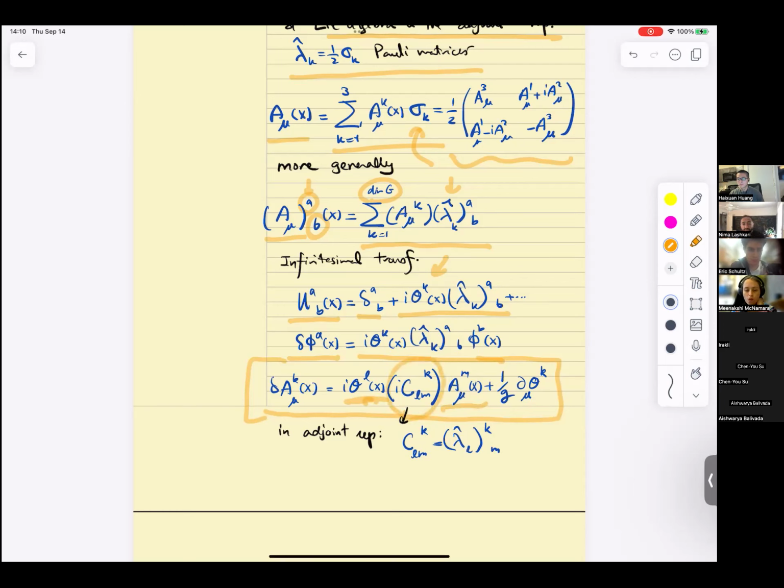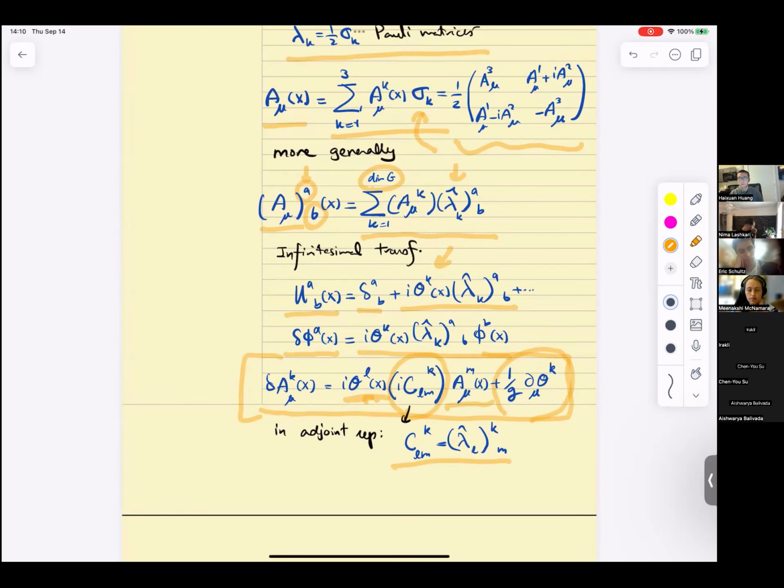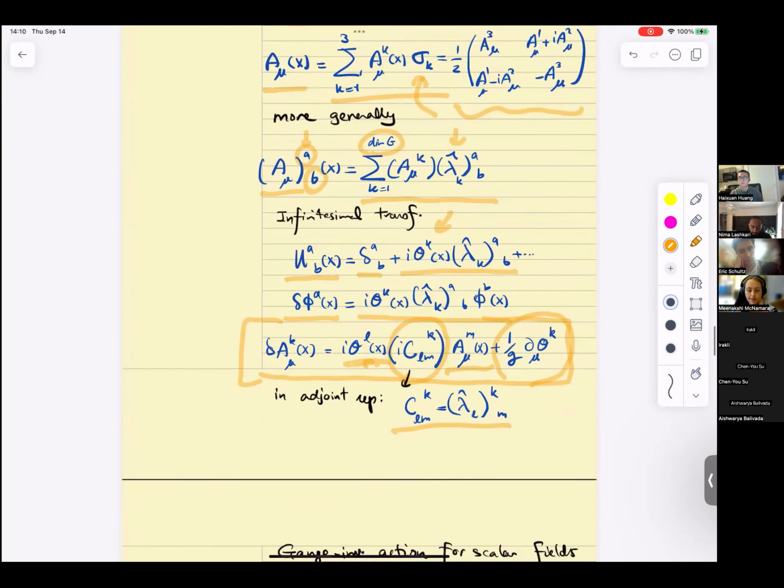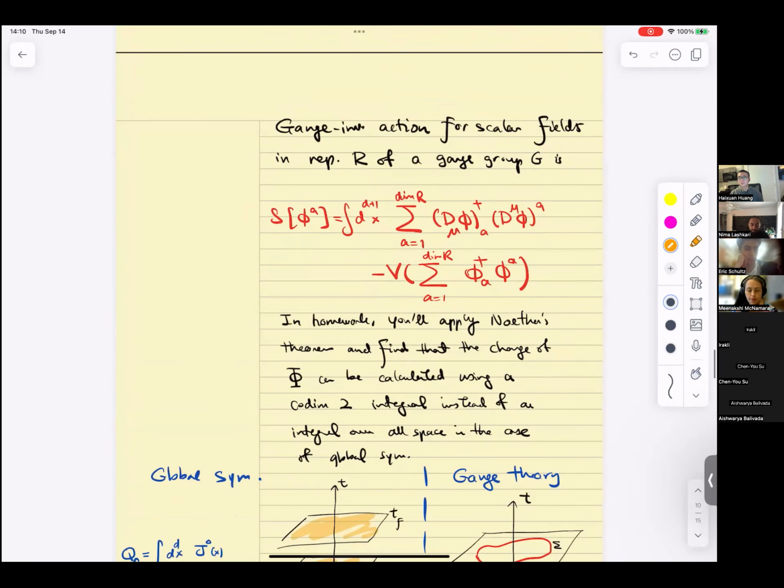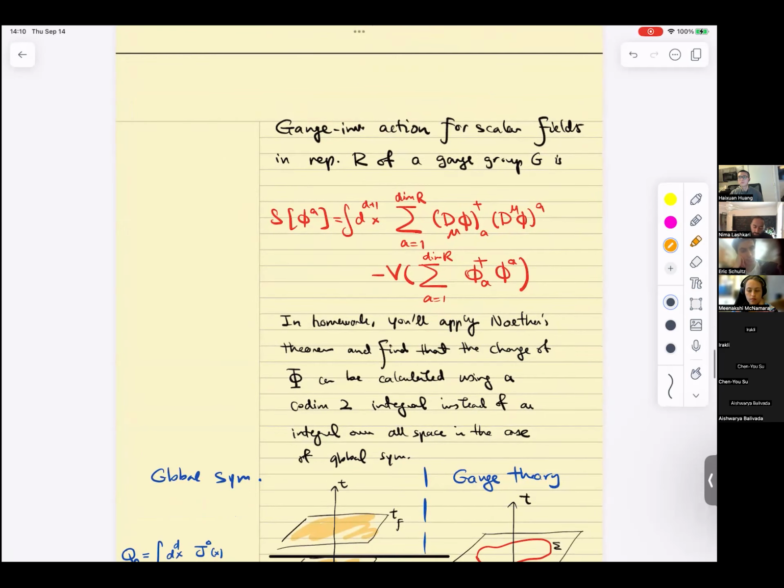and these are the structure constants of the Lie algebra. In the adjoint representation, these are just the generators. One other way of defining the adjoint representation was using the structure constants of the generators. And then there's this extra term out there because theta does depend on x. This is that inhomogeneous term that we have.